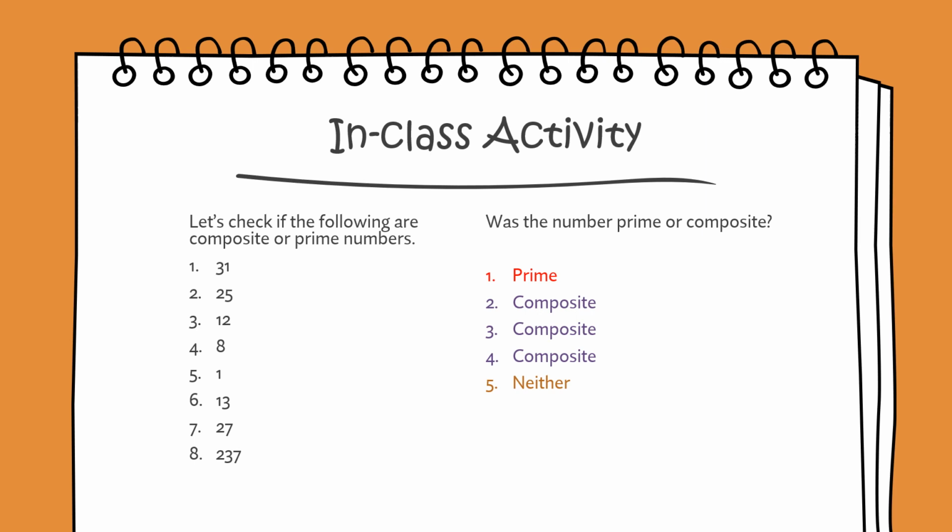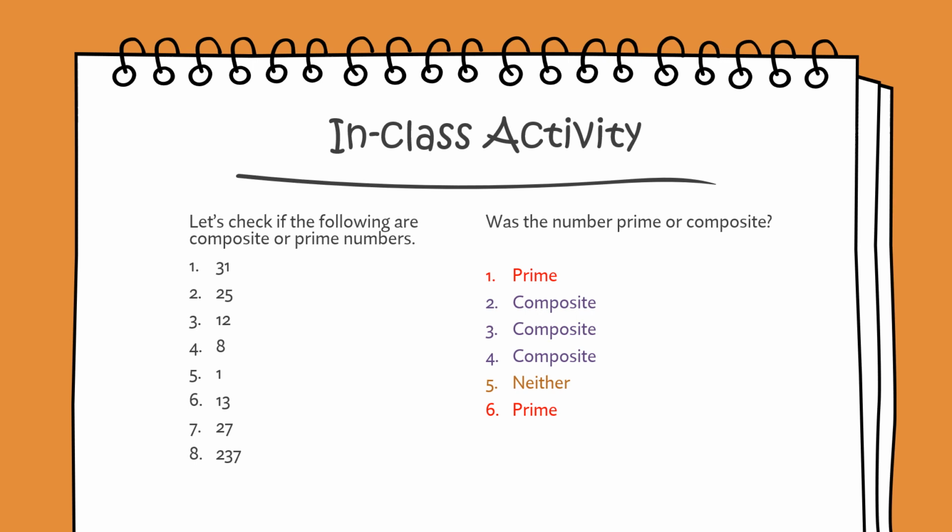Now 13, we have the same situation as 31. It's not an even number. It doesn't have a 5. It doesn't work with the rule of threes, or the threes test, and it's not divisible by 7. The closest we would get for that one would be 14. So we know that number 6 is also a prime number.